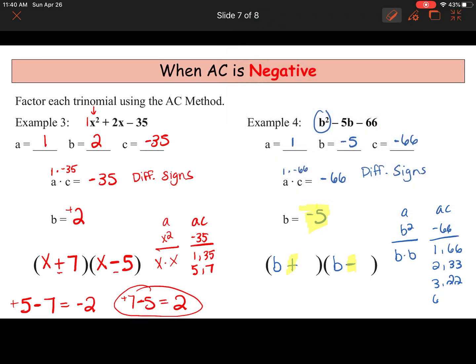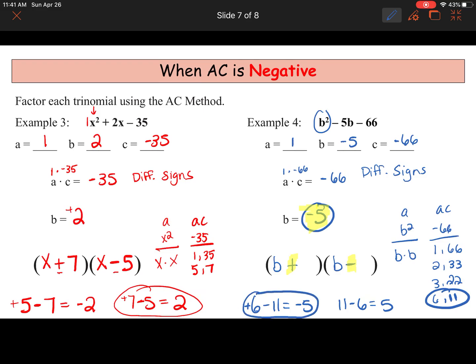Here's my mistake. Sorry. 6 times 11, not 10. 6 times 11 gives me 66. So I take my 6 and my 11, and I do 6 minus 11, gives me negative 5. That looks like it works. Let's just check the other way. 11 minus 6 gives me positive 5. Well, we want negative 5, so we know it has to be this combination here. So we have a positive 6, so 6 goes in the positive spot, and a negative 11, so 11 goes in the negative spot. So we have b plus 6 and b minus 11, and that's fully factored.